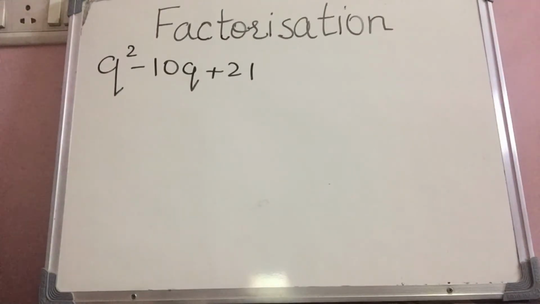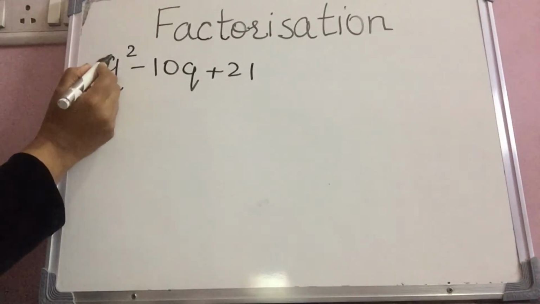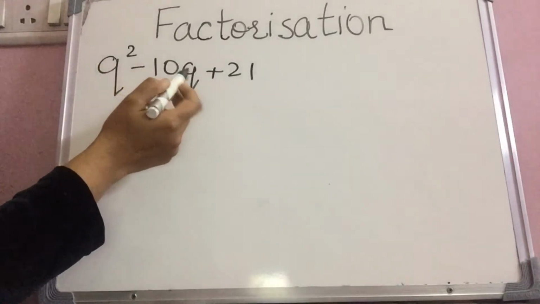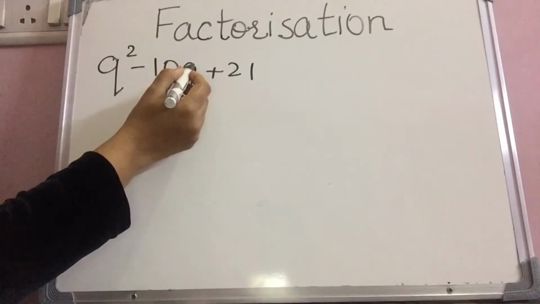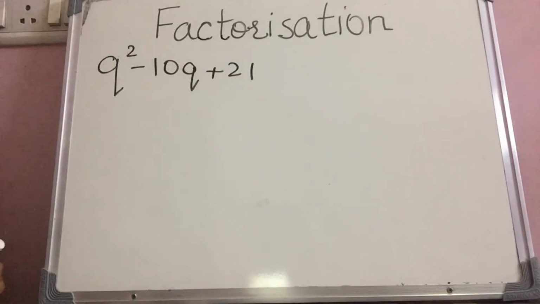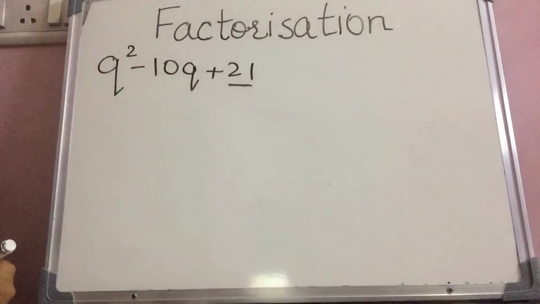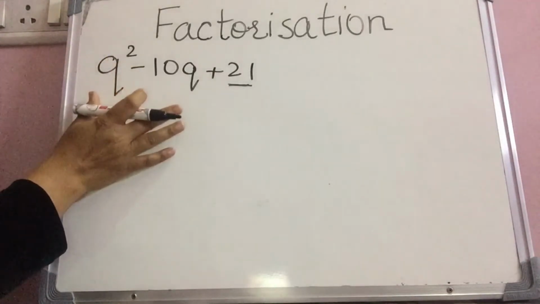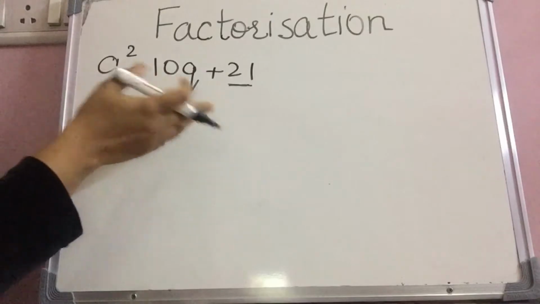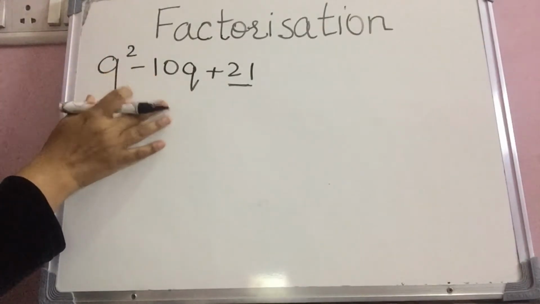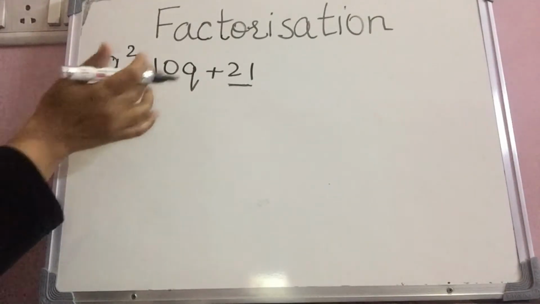Now if we have this question, q square minus 10q plus 21, and we have to do it by splitting the middle term, how will we do it? We'll first check the factors of this term. I have explained this in my earlier video. Please watch that video so that the concept of splitting the middle term is clear to you, and then you can see these examples for more clarity.